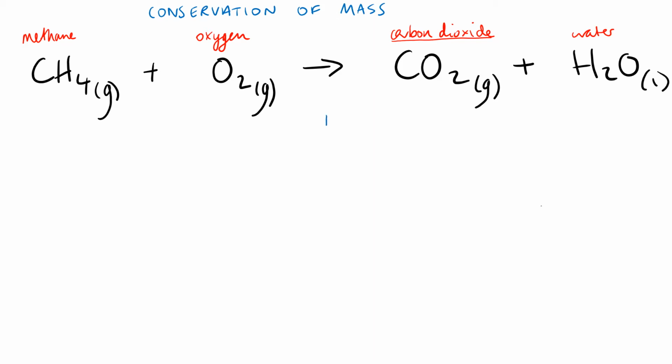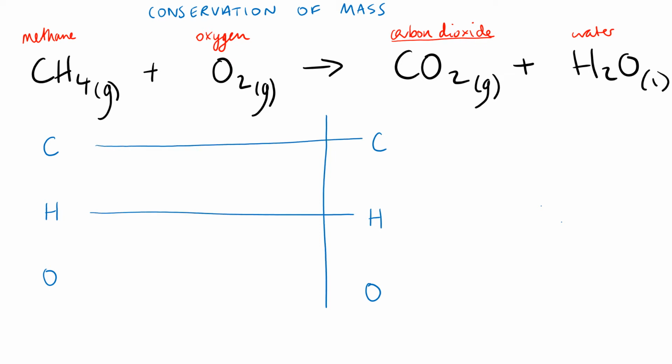So if we look at the left and right of this equation, we can see that on the left-hand side we have carbon atoms, hydrogen atoms, and oxygen atoms. And on the right-hand side we also have carbons, hydrogens, and oxygens. Now I've put them in the same order so that we can compare the numbers of each of these atoms on the left and on the right.